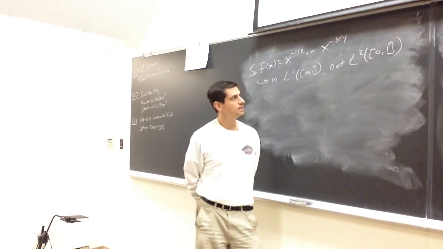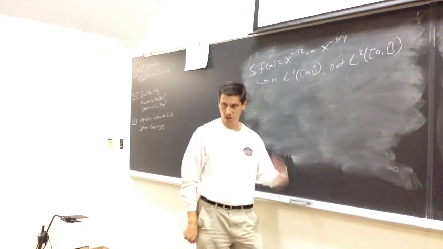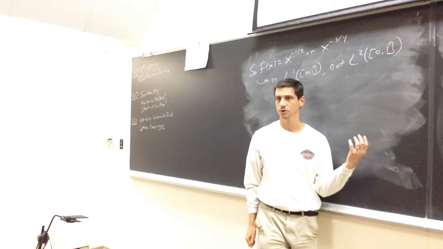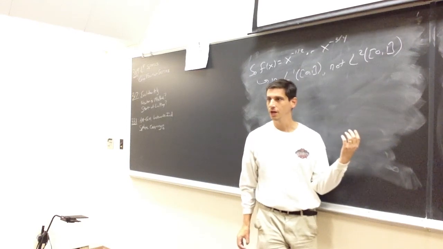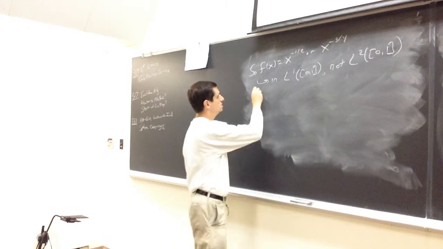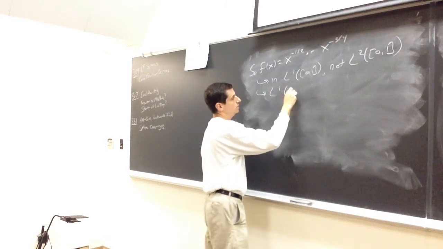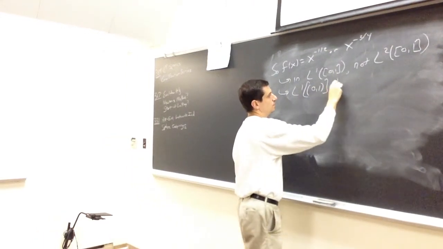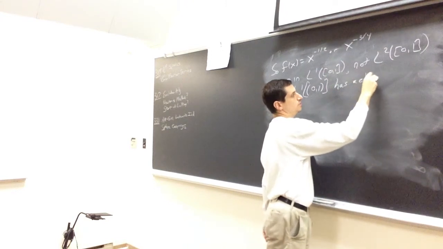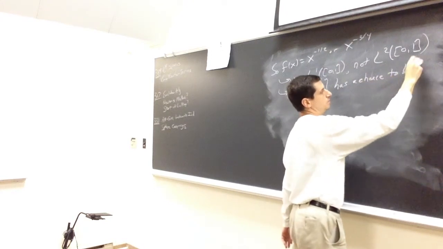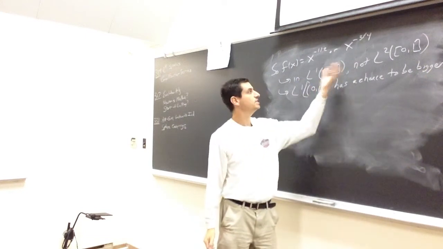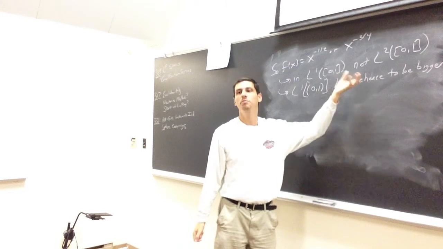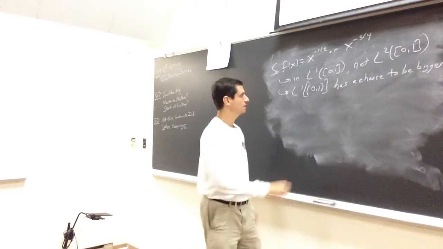So which space has the chance of being larger, L1 of 0, 1 or L2 of 0, 1? L1. So L1 of 0, 1 has a chance to be bigger. Because we just showed, here's an example of a function that's in L1 of 0, 1, but not in L2 of 0, 1. And in fact, that's true.